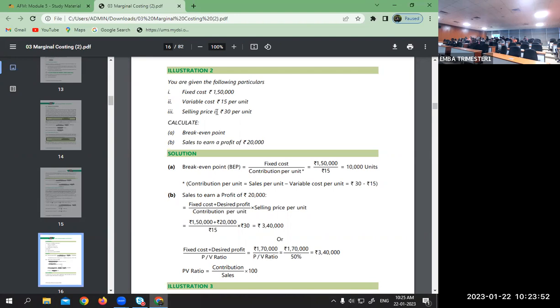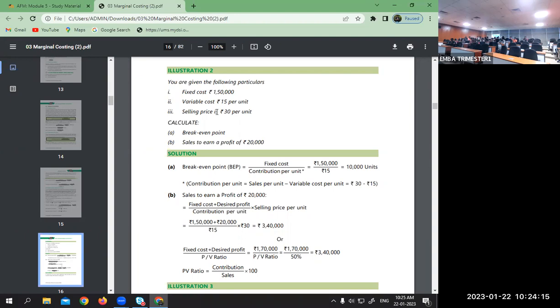Okay. So look at this. Fixed cost 1,50,000, variable cost 15 rupees per unit. Look at the words per unit. And selling price is also 30 rupees per unit. What is the contribution per unit? 15 rupees is the contribution per unit. How did you calculate? SP minus VC, selling price minus variable cost. 30 minus 15 is equal to 15.